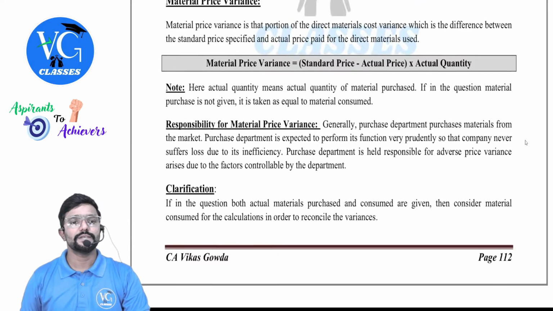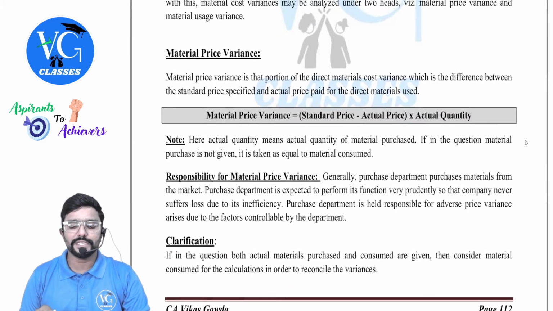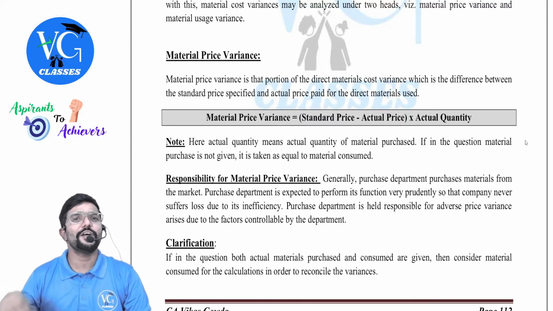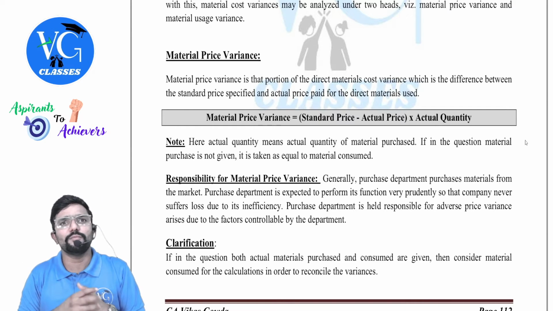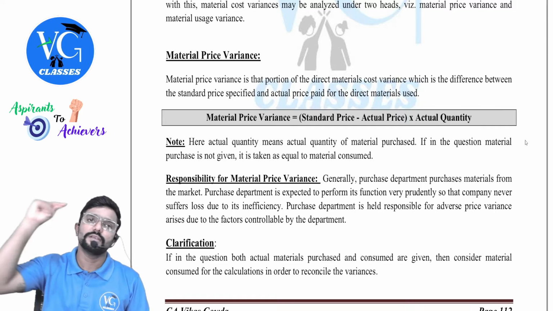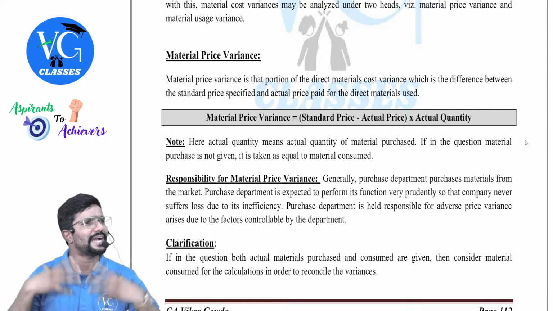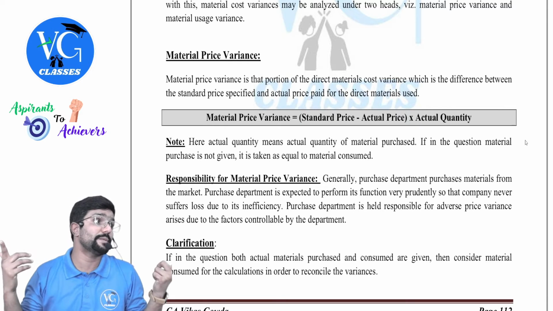Next is who is responsible for it? Guys, come on. Who is responsible for purchase of raw material? Purchase department. If they have paid more, or if there is material price variance, that means you have paid more. Who is responsible for this? Purchase department. Who is held responsible, especially if there is adverse material price variance? Purchase department. Can be your MCQ questions.